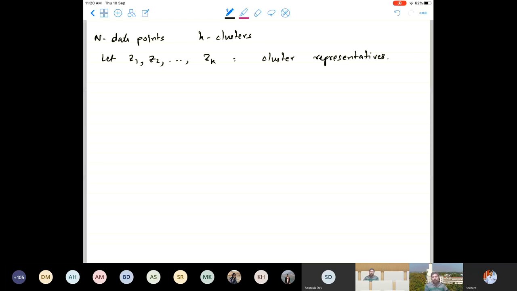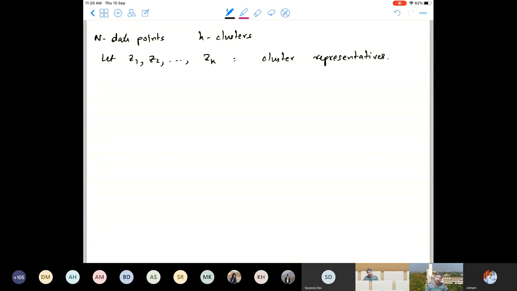So there is a lot of terminology introduction going on, so please be with me. This is not a difficult thing, but if you understand this terminology, then it becomes clear. So Z1, Z2, Zk are cluster representatives.